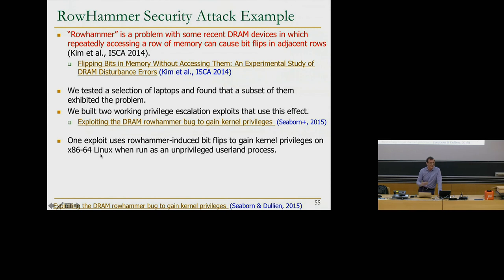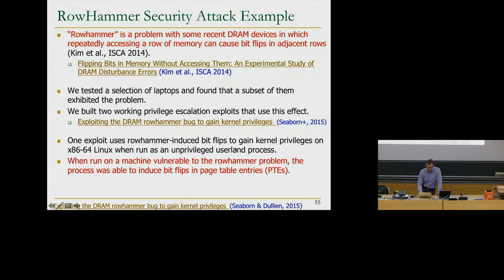What does that mean? Basically, it can access all the data. And that's what they say, unprivileged user land process. What it does is essentially, it's able to induce these bit flips in the page table entries. So when run on a machine vulnerable to the Rowhammer problem, the process was able to induce bit flips in page table entries. Now, what does this mean? We've seen the page table entries right now. This blog post will make complete sense to you if you actually read it. Of course, there's a lot of detail in security engineering.